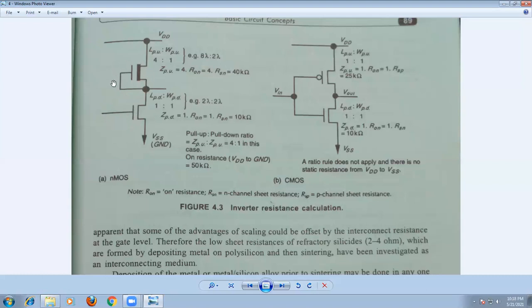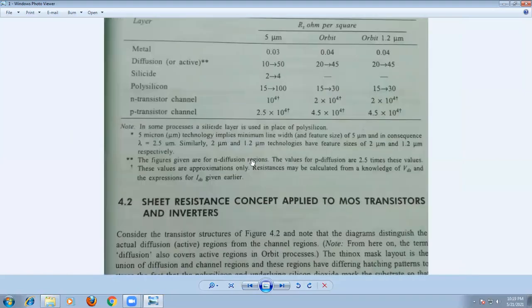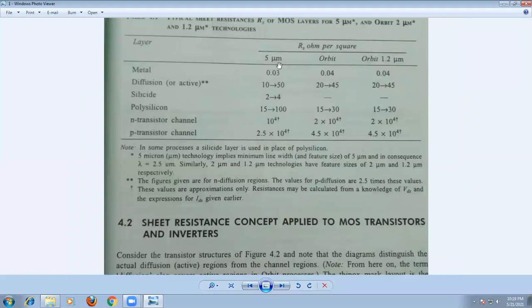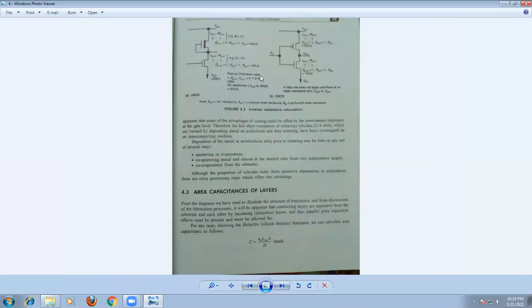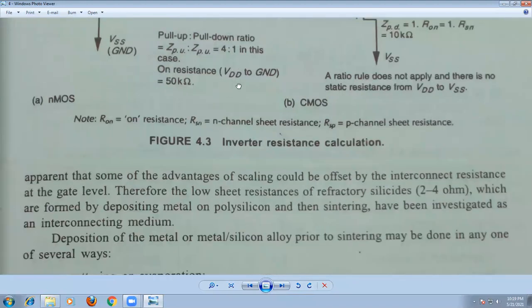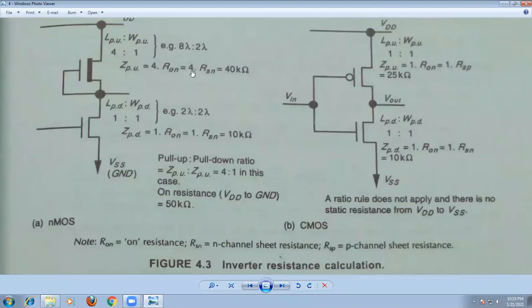So in the 5 micrometer technology, this is the N-channel transistor. The sheet resistance of the N-channel transistor is how much? Just remember here: the N-channel transistor in 5 micrometer technology has a sheet resistance of 10 to the power 4 ohm per square. So now we are going to substitute that value of the sheet resistance in this figure.